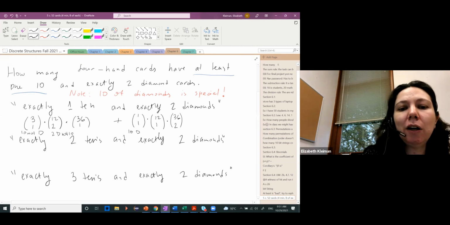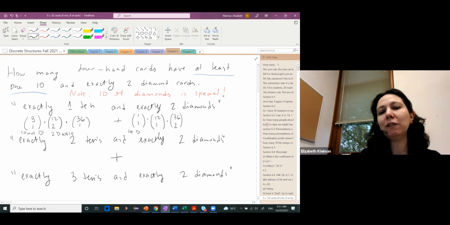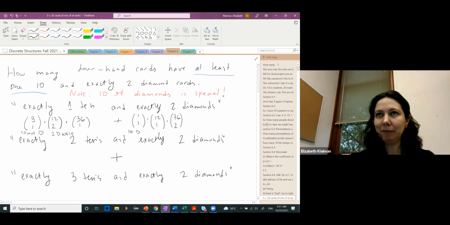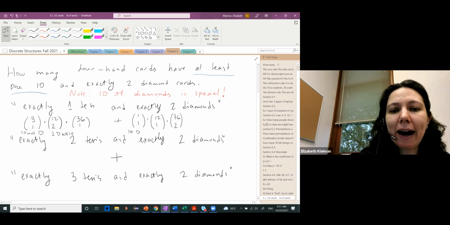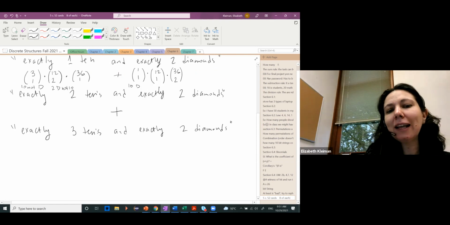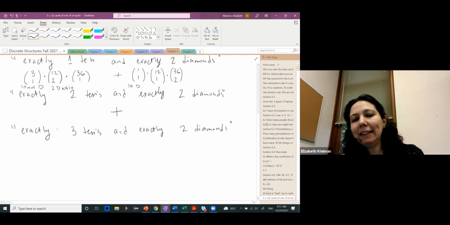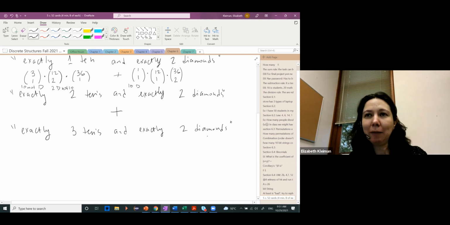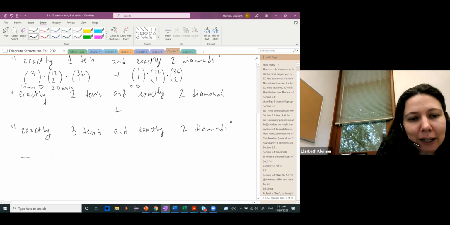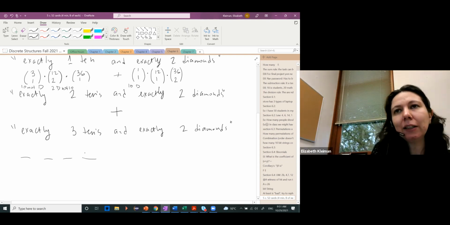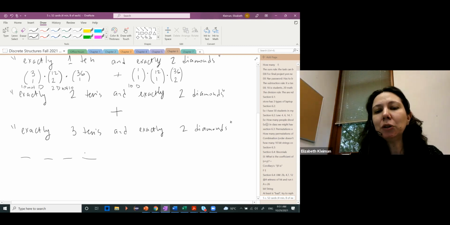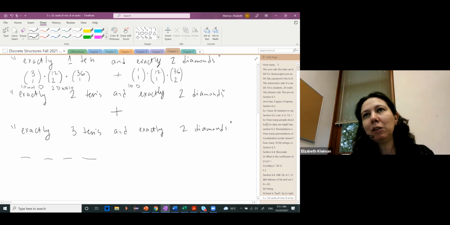I'm just going to hint that you're going to have a special case here. Let's look at this last case, the very last case. We have exactly 3 tens and exactly 2 diamonds, but I only have 4 spaces, correct? So in order to have 2 diamonds, what can you tell me about this case?